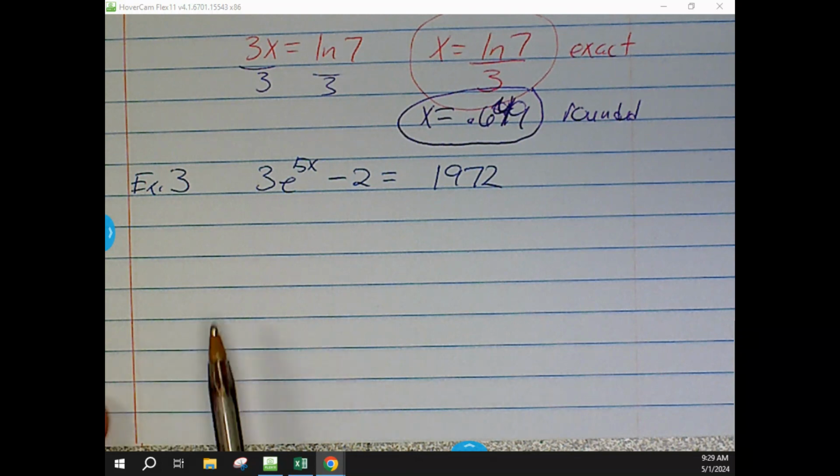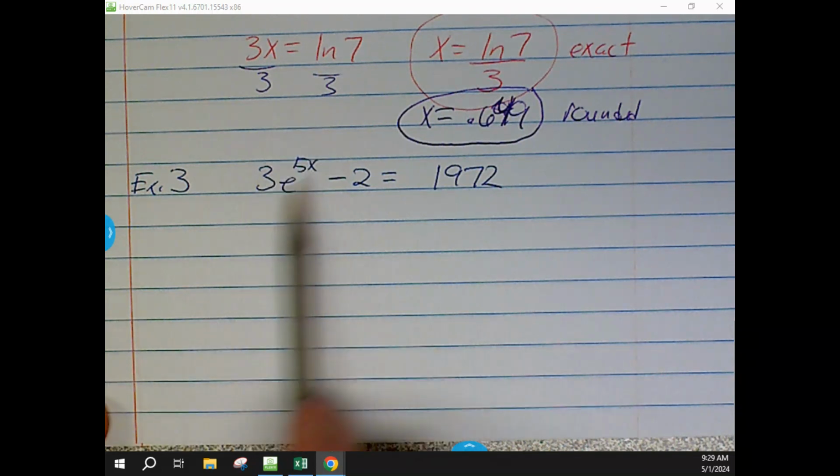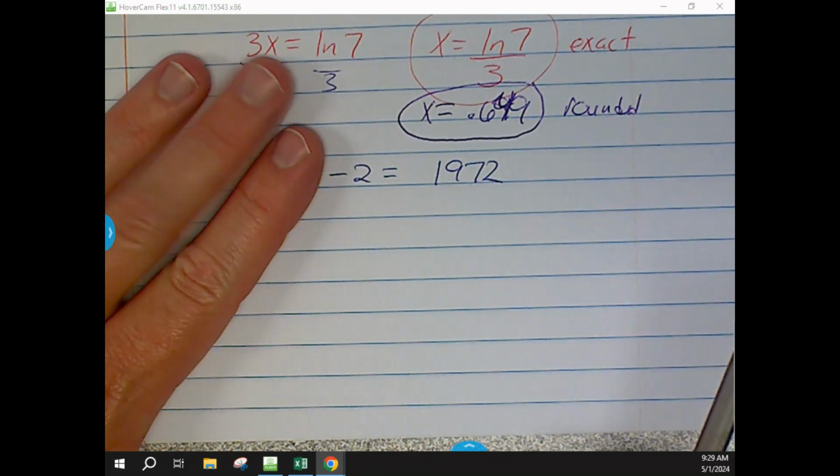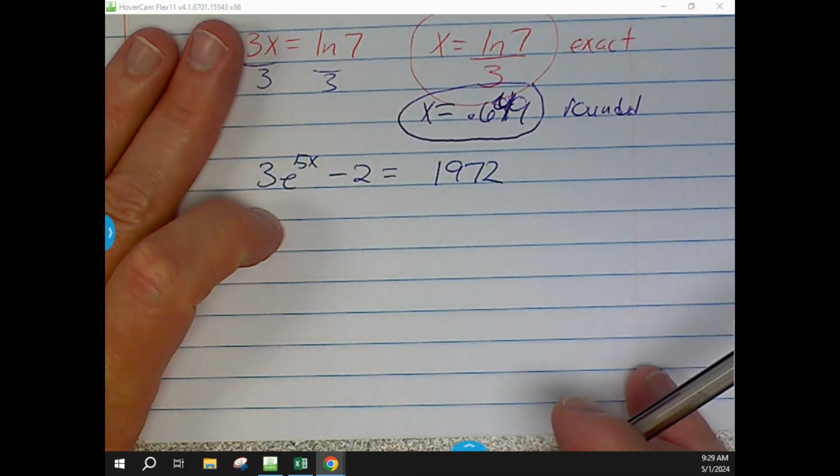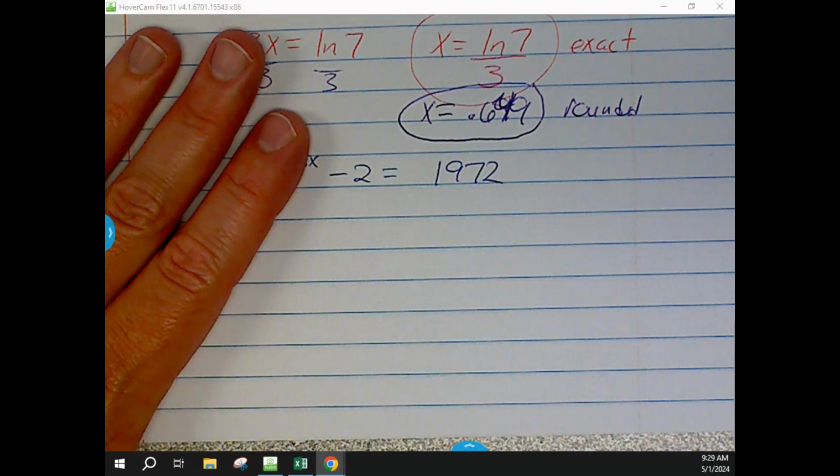All right, so we're trying to get this by itself, right? So same thing we did before. We've got this e to the x part minus 2. So very first thing we're going to do is do a plus 2.